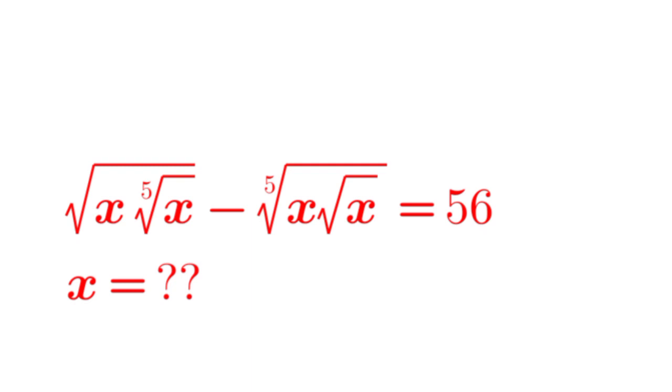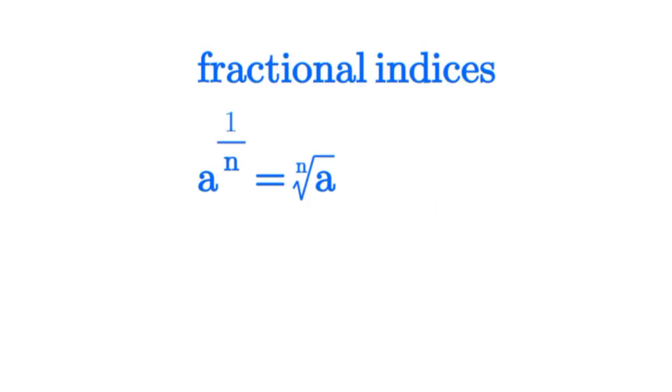To solve this question, we are going to use quite a number of rules of indices. Now, the first rule we are going to use is the fractional indices rule. And it says when you have a raised to the power of 1 over n, it can be written as the nth root of a. So when you have something like 4 raised to the power of 1 over 2, it can also be written as the square root of 4.